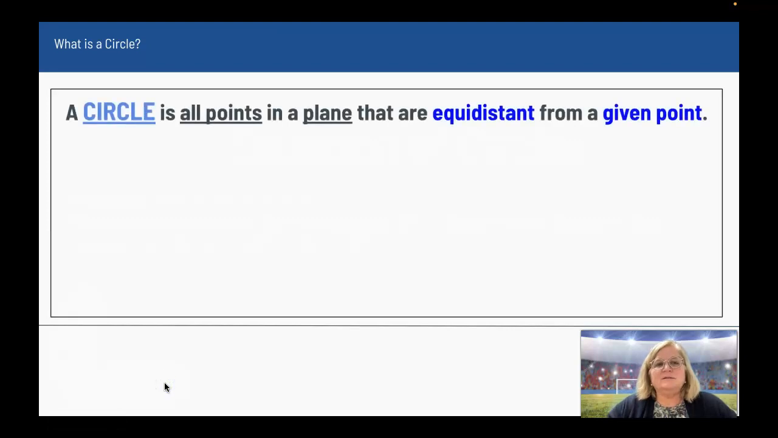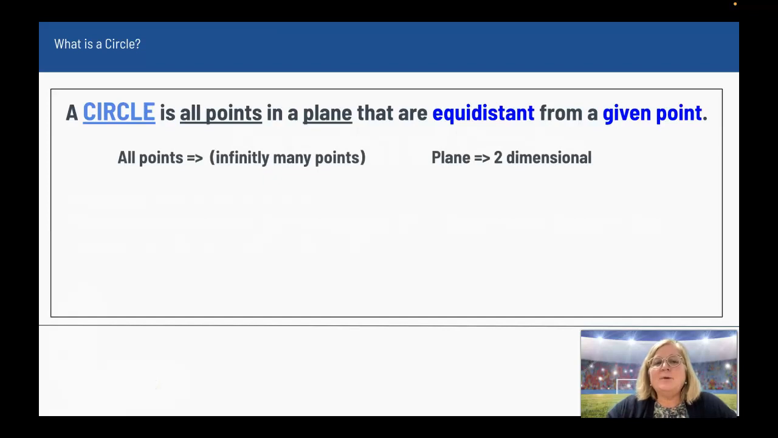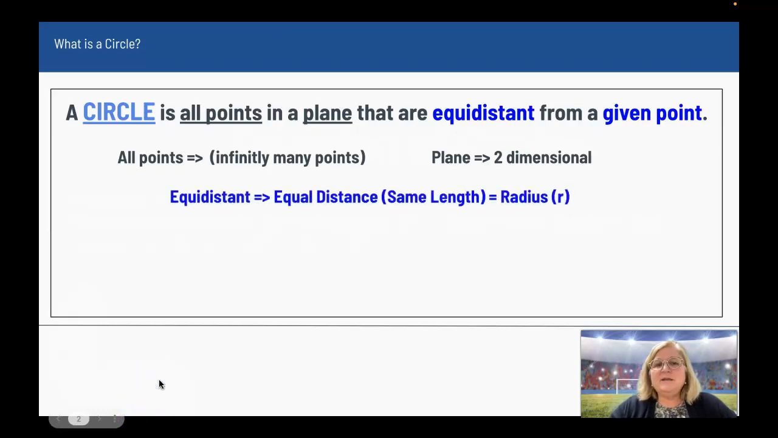What is a circle? A circle is all points in a plane that are equidistant from a given point. All points means that there are infinitely many points. There's a lot. A plane means that it's two-dimensional. It's a flat surface. Equidistant means equal distance. Same length equals the radius.